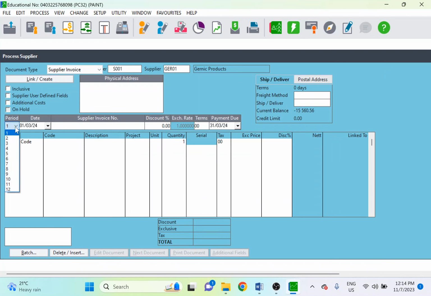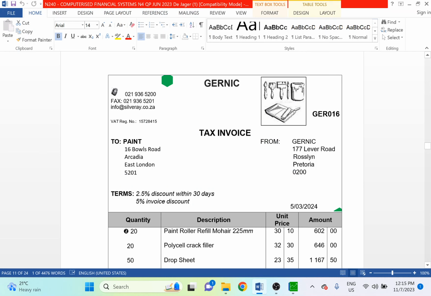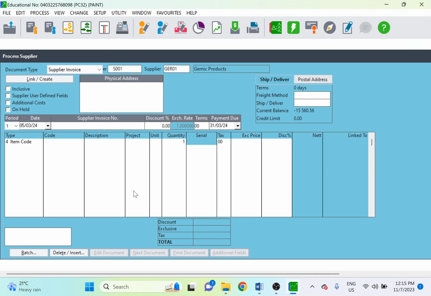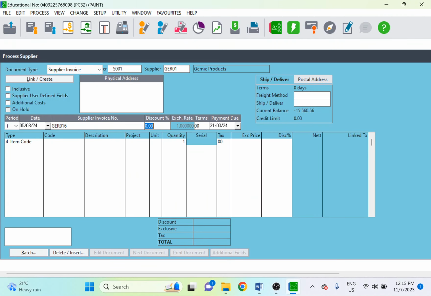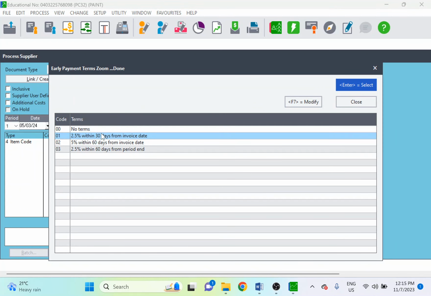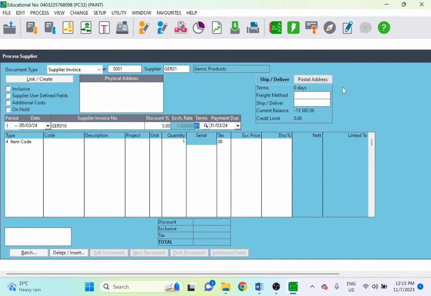Now under period is period number 1. Under date, it's on the 5th, 05. Invoice number is GER016. Discount, it's 5% trade discount, 2.5% discount within 30 days. So under discount, it's 5%. Under terms, it's 2.5 within 30 days, which is term number 1. Payment due from the last day of the period.